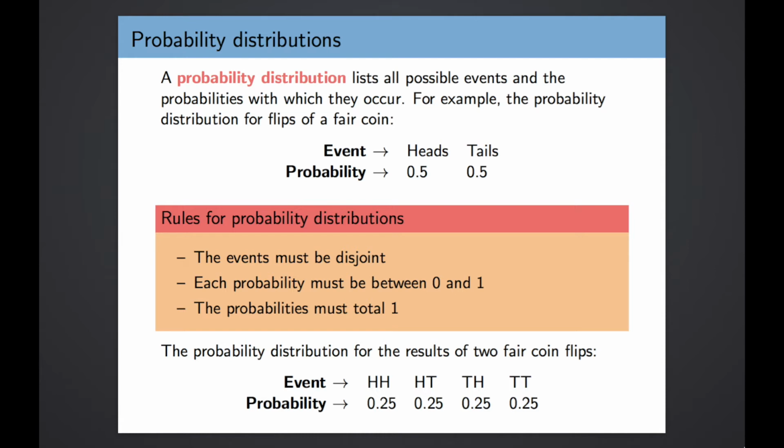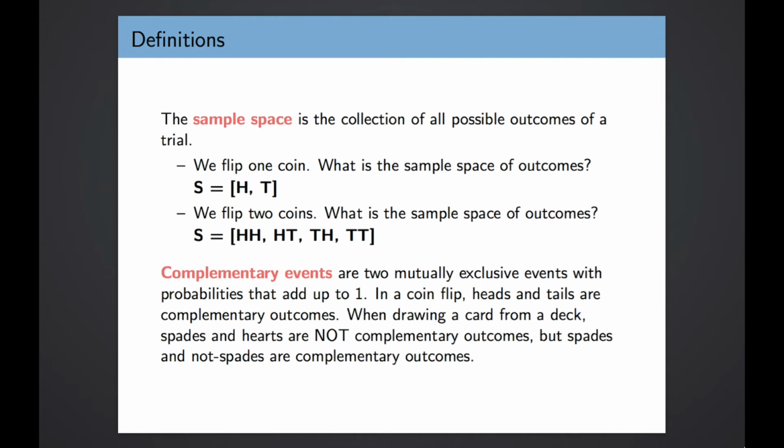So let's look at another example, just a quick one. The probability distribution for the results of flipping a fair coin 2 times in a row. The possible events are heads and heads, heads and tails, tails then heads, tails and tails. So the probabilities for each of those events are 0.25. In a probability distribution, I have to write down all of the events that could happen. When I do that, I collect the sample space, which is the collection of all possible outcomes of a trial.